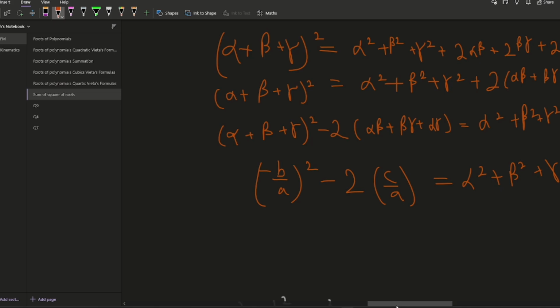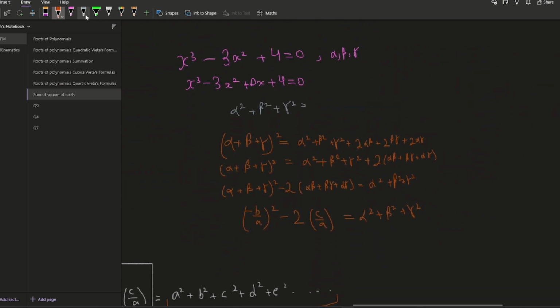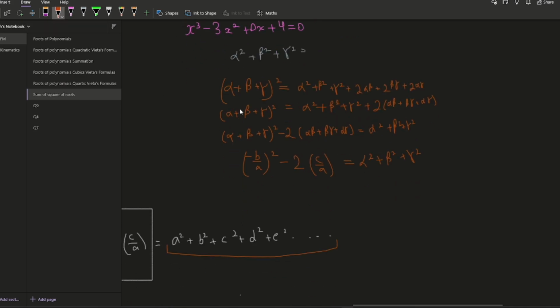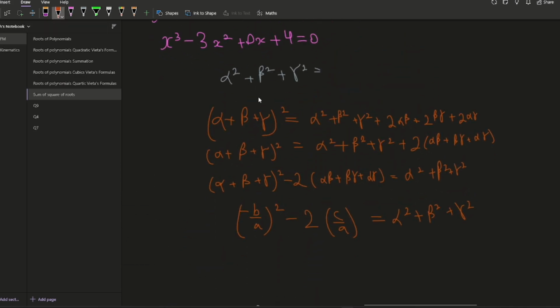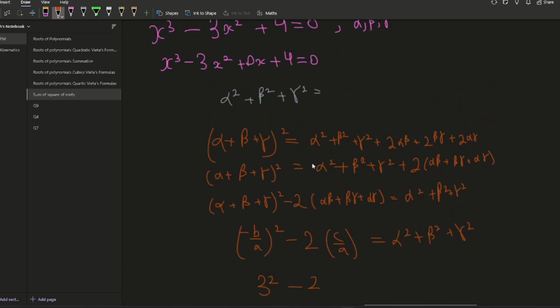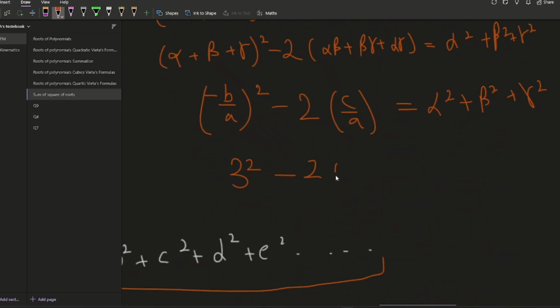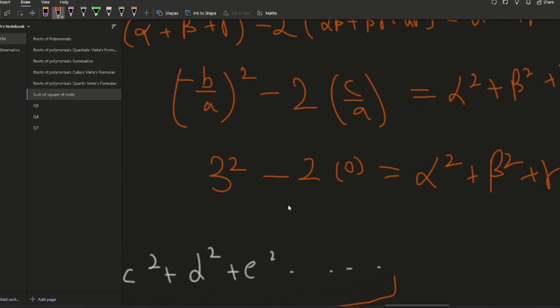So let's do that and find the value of alpha square plus beta square plus gamma square for this cubic equation. Minus b over a is 3, squared, minus 2. What is c over a? The value of c is 0 here. So this will be 0. In the end, we will be left with 9, which is the value of alpha square plus beta square plus gamma square.